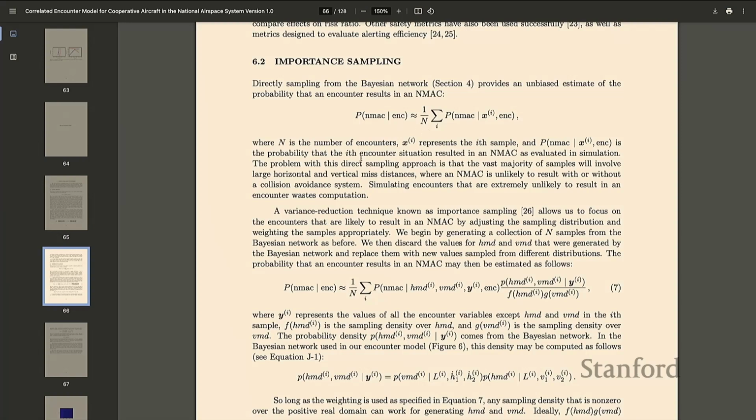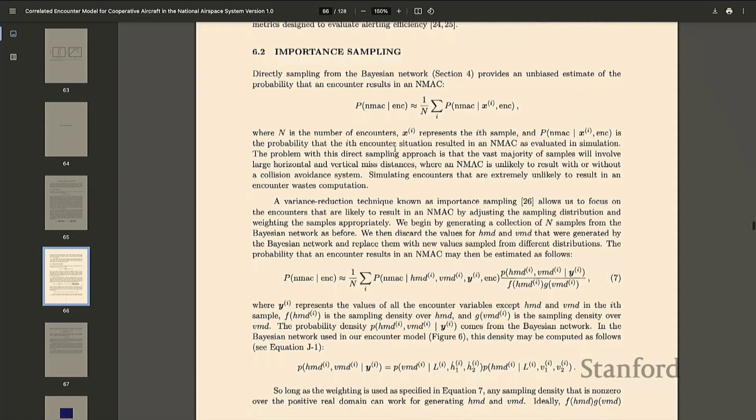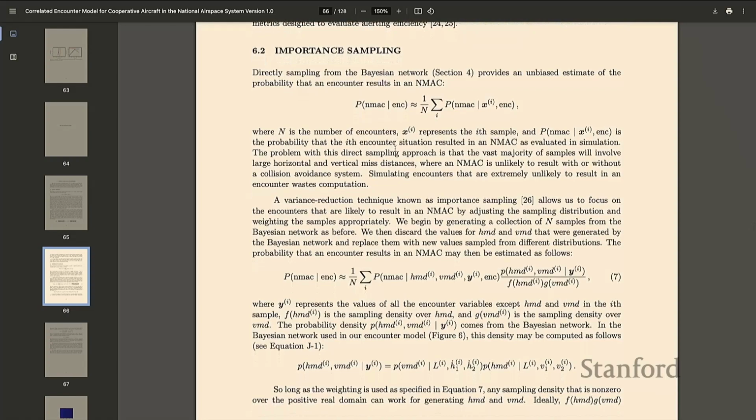But as they mentioned in the paper, and as we've talked about quite a bit in this class, this approach tends to be quite inefficient because you're not going to get very many near mid-air collisions, because in the airspace it's generally pretty safe already. You're not in a lot of scenarios where you would result in a near mid-air collision, which is a good thing.